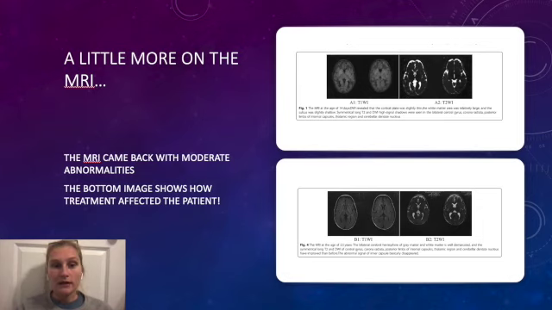So the first one is basically the child when they first came in with his problems. You can see kind of the buildup of the amino acids in the brain. And then the image on the bottom shows after he was treated and changed his diet to avoid foods that would automatically contain branched chain amino acids, so this kind of avoided an accumulation of isoleucine, leucine, and valine.